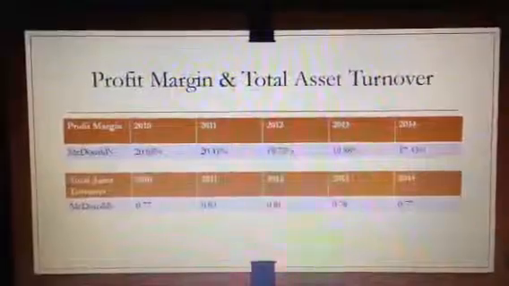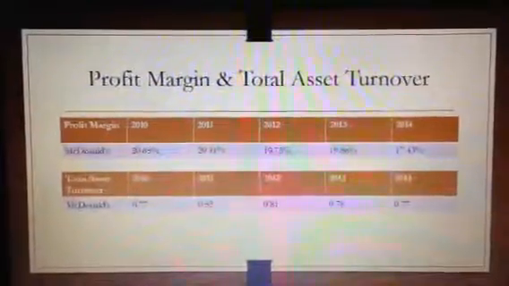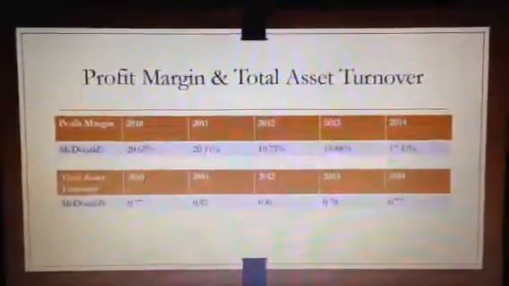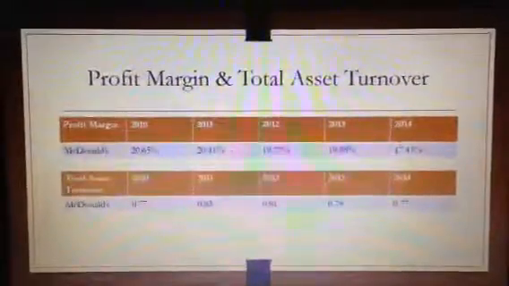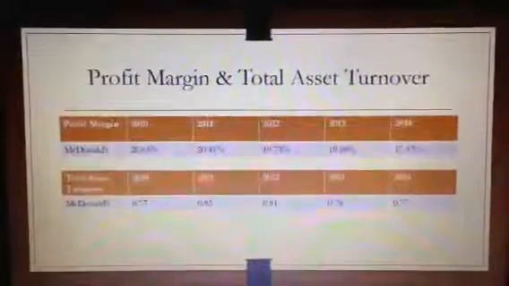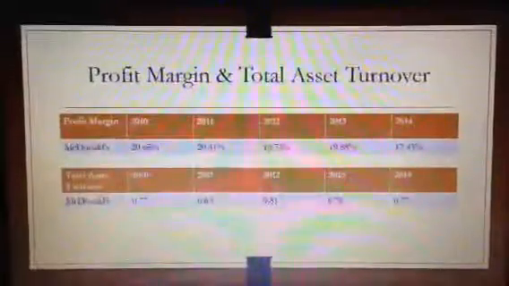McDonald's is trending down, but keeps an average of 19.62% of every dollar of sales, or about 20 cents on the dollar. There's a slight downward trend, which complements the slight decrease in ROA in the more recent years.